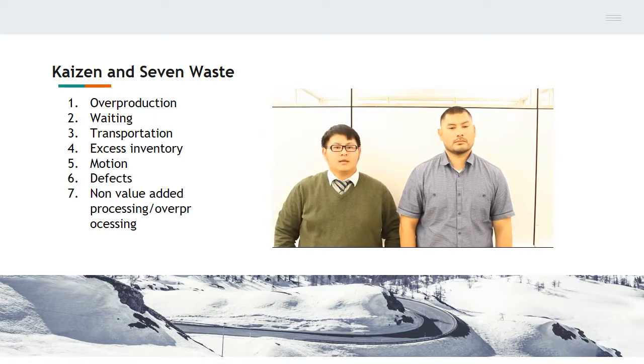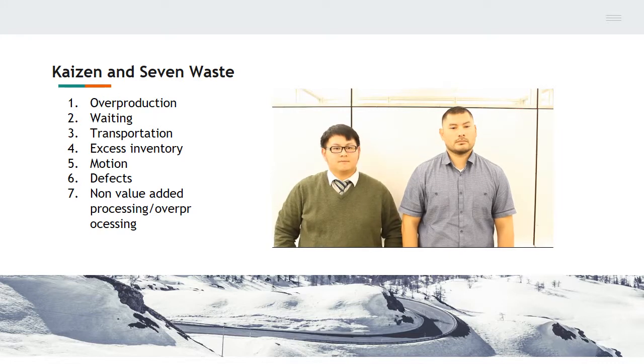5. Motion. The wandering of employees into other stations searching for their desired materials for production. For example, if station Y is not getting their materials, their employees will move to station X and look for their materials. This creates idle time for the machines they operate and disturbs the flow of production.